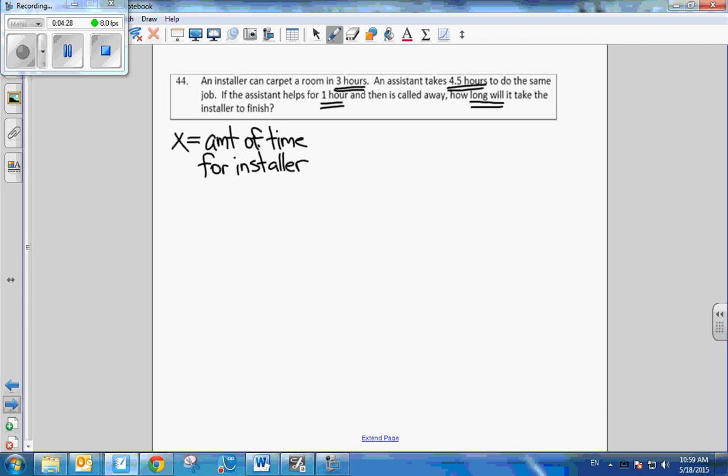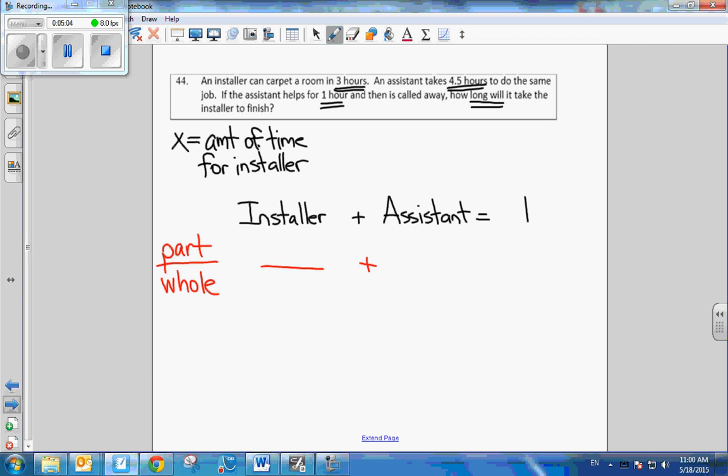Now, if you look at the example in the book you can see the setup of these, because basically we're going to have two people working together, the installer and the assistant. Together, they're going to complete one job, okay? This is a work problem and everyone's doing part of a job. Remember, we've talked about with fractions, that fractions are generally represented as a relationship between the part and whole. When we think about him doing the whole job on his own, it takes 3 hours. So the installer, for the whole job, is 3 hours.